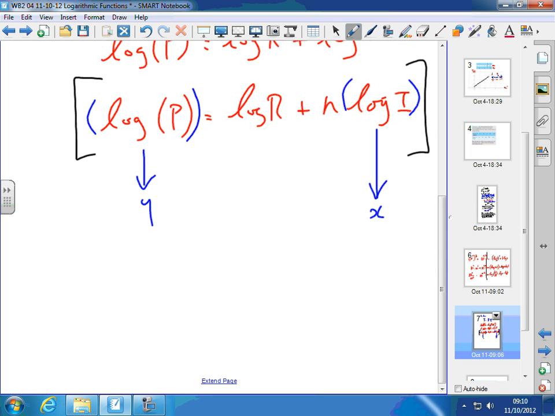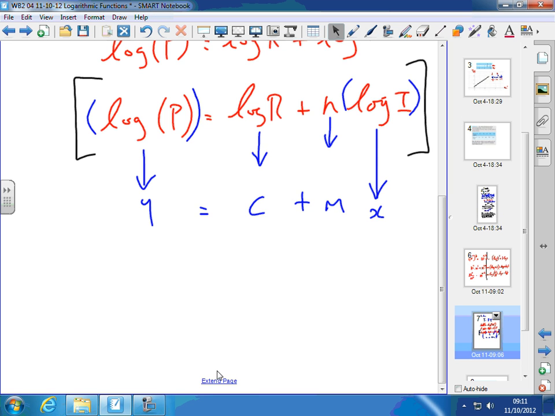So we can compare that with the equation of the line, which is y equals mx plus c. If R is a constant, the resistance, then the log of R is a constant. So that gives us the constant, plus this n is going to be the gradient of the line. If we plotted log P against log of I, we should get a straight line where m, the gradient of the line, gives us the value for n in the function, and where it cuts the y-axis gives us log of R, the resistance in the function.